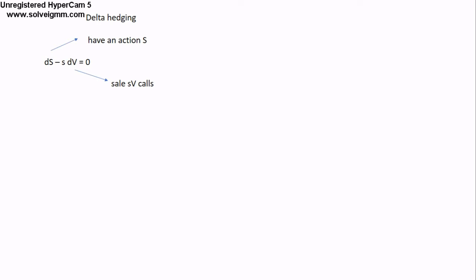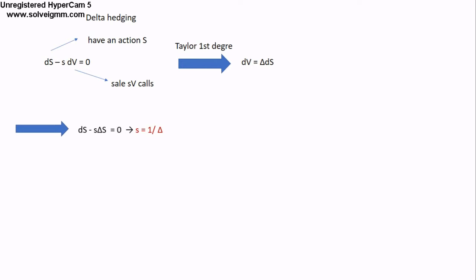Imagine we have a stock S and we want to sell s options. We want to find the little s. This is the expression of this example, okay? And we do a first-degree Taylor approximation. We do that, and we can find this expression. And when we found that, it's easy to find the ratio: little s equals 1 over delta. So now we found this ratio.